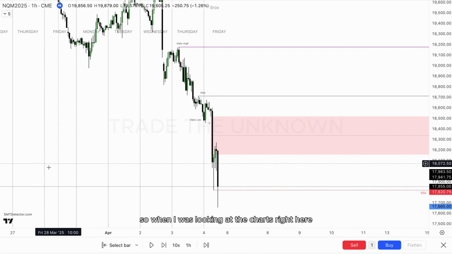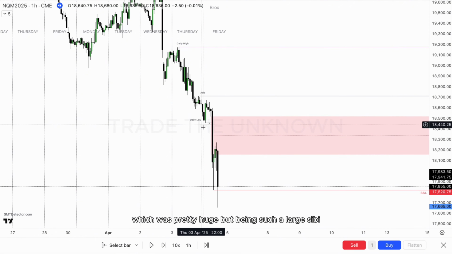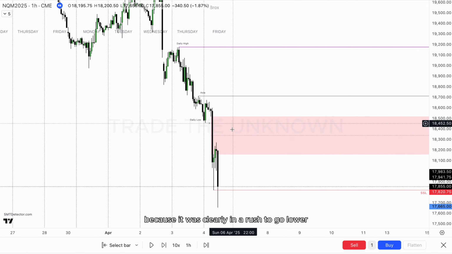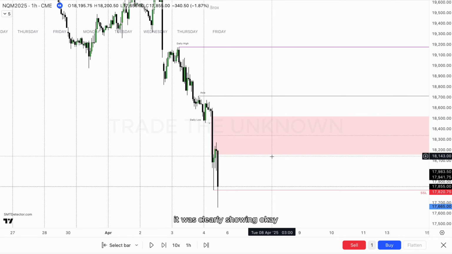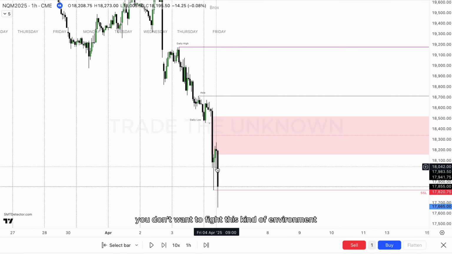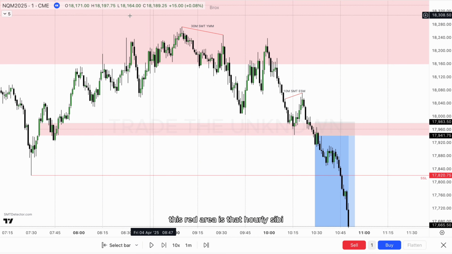So when I was looking at the charts right here, I had already marked out this SIBI that we made, which was pretty huge. But being such a large SIBI, I didn't expect price to completely fill it because it was clearly in a rush to go lower. It was clearly showing, okay, I'm just gonna keep going lower, and you don't want to fight this kind of environment. All right, so on the 1 minute here, this red area is that hourly SIBI.